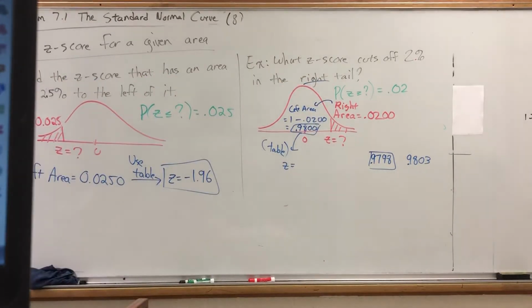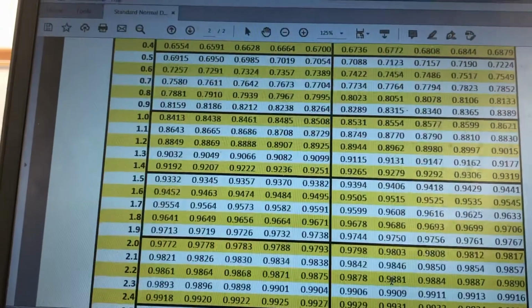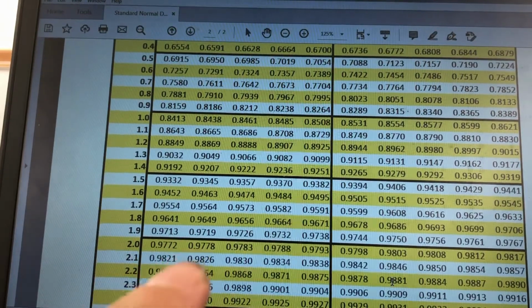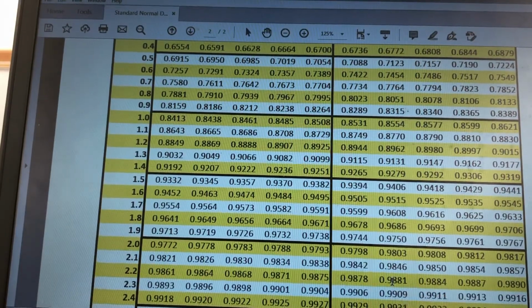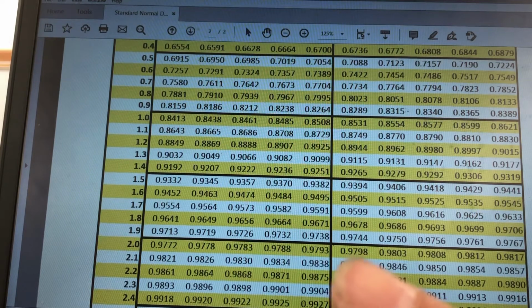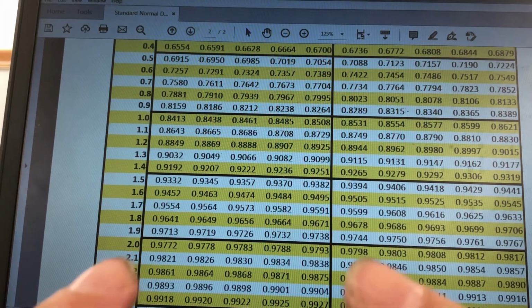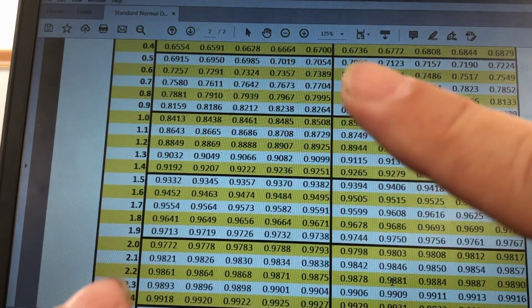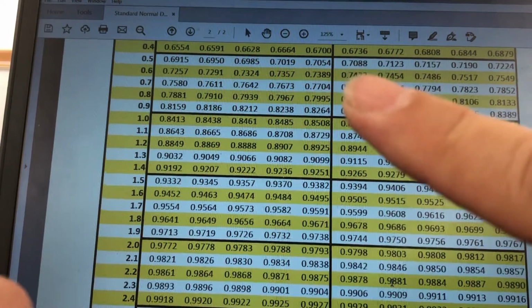Otherwise, choose the one that's closer, and the one that's closer in this case is 0.9798. So we're going to use that area, and I believe it was in the 2.0 row. Here it is. That area, 0.9798, is the closest one in the chart to 0.9800. So the Z we are looking for is 2.0, I believe that's 5, but let's scroll up just to make sure.